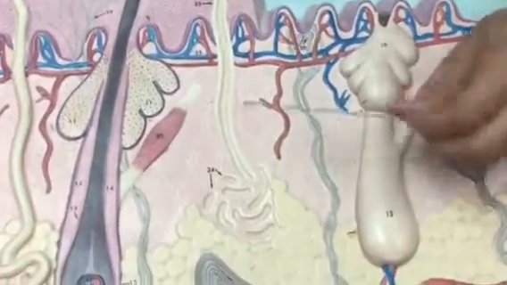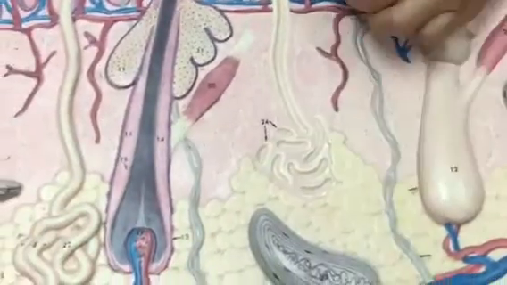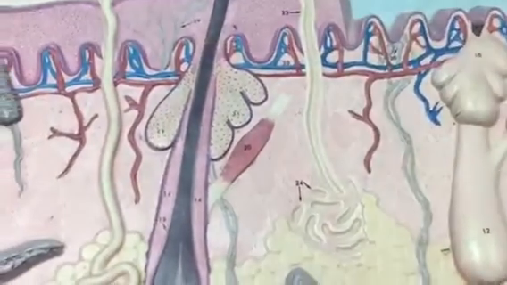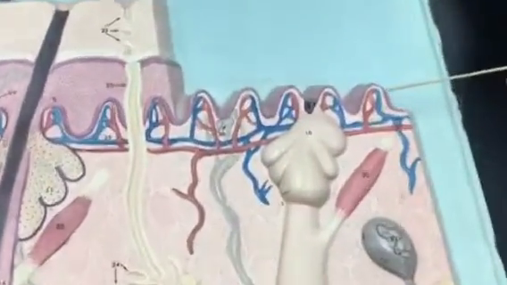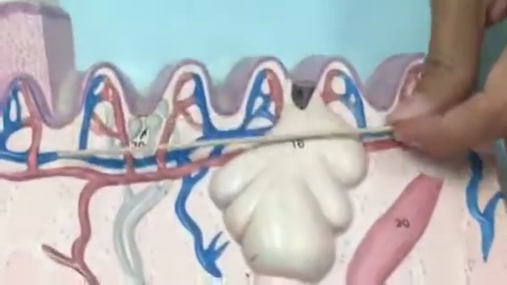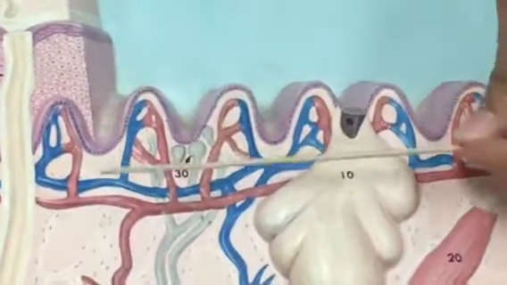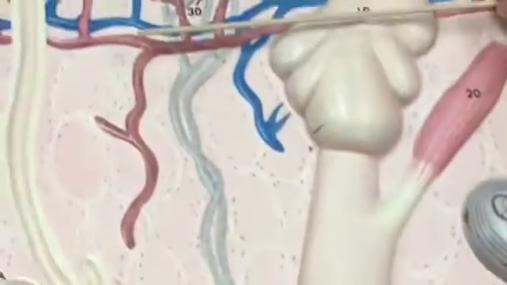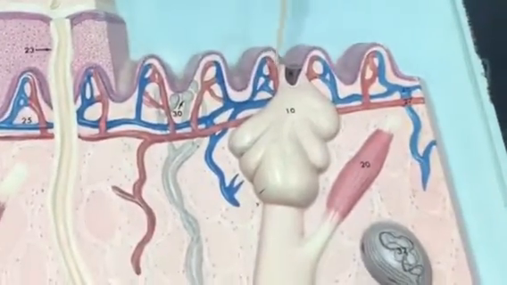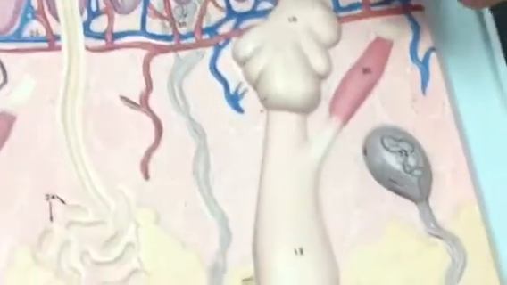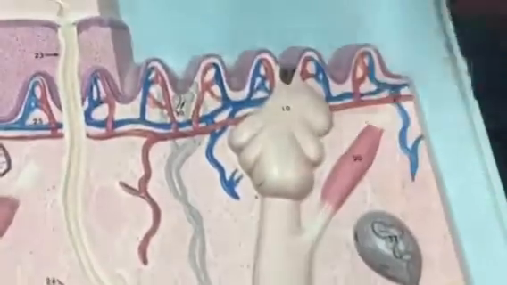If we move down into the dermis right here, we can divide it into two layers. You have this papillary layer over here. Remember, these bumps here are called papilla. So this top layer is going to be the papillary layer, and this bottom portion is going to be the reticular layer. The top layer is mostly areolar connective tissue, and down here you have dense irregular connective tissue.